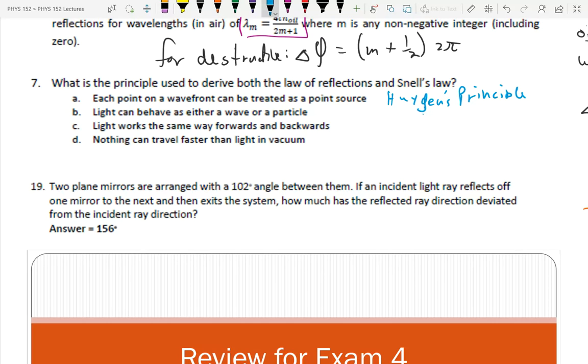Huygens principle that says each point on a wavefront can be treated as a point source. These other things, like light behaves as either a wave or a particle. That's true. That's our wave-particle duality statement. Light works the same way forward and backward. That's also true. Nothing can travel faster than light in vacuum. That's also true. All those were true things, but only one of them was used to derive both the law of reflections and Snell's law.